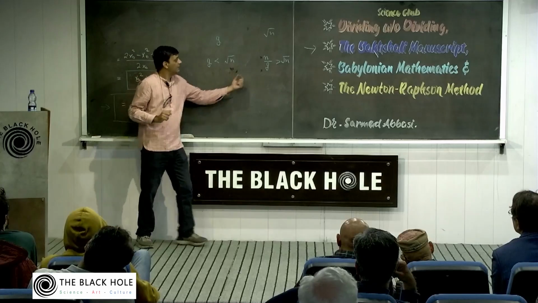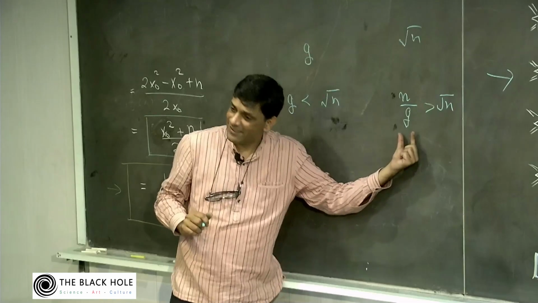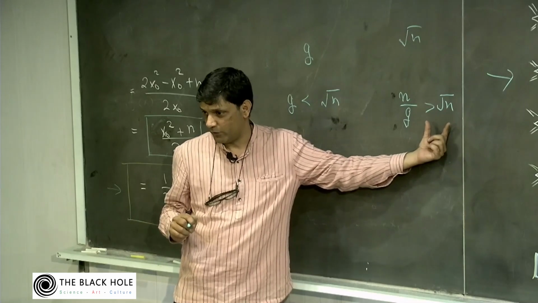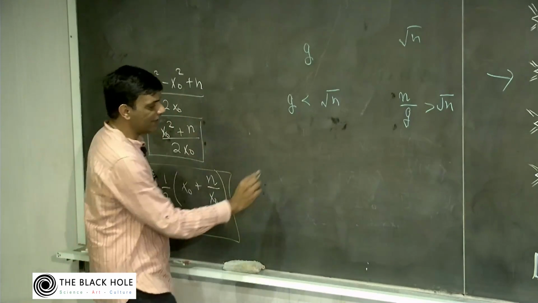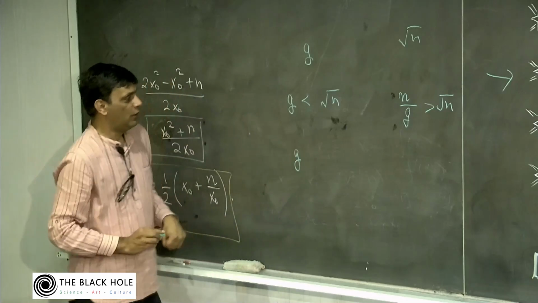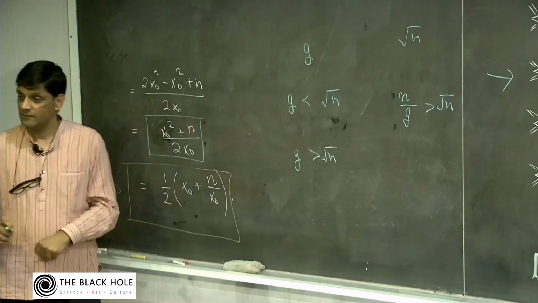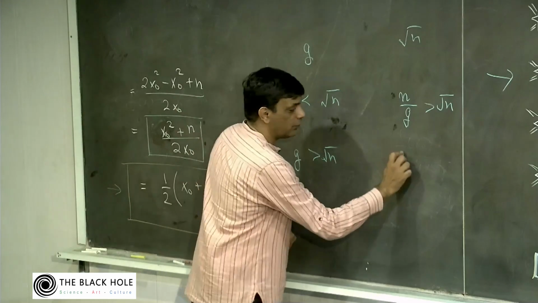Agreed? So I have a guess which is less than the square root of n. If I divide n by some quantity less than the square root of n, what will be left over would be greater than the square root of n. On the other hand, if I have a guess which is greater than the square root of n, what would n over g be?